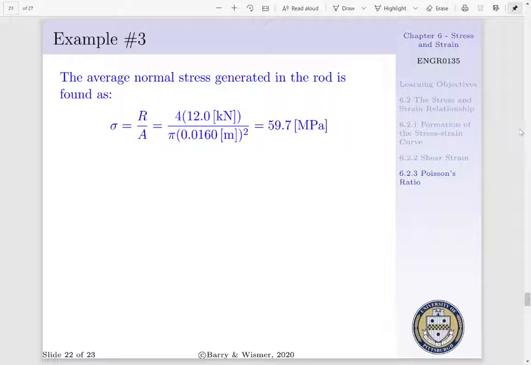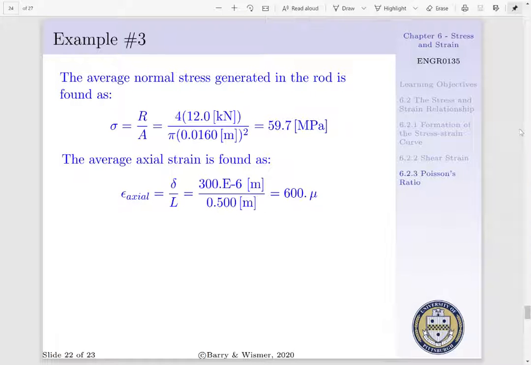To do such, we first have to calculate our average normal stress. Our average normal stress is equal to our internal reactionary force per our cross-sectional area. And this would be equal to 12.0 kilonewtons per pi times our diameter, which is 0.0160 meters, squared, per 4. And our average normal stress is going to be 59.7 megapascals.